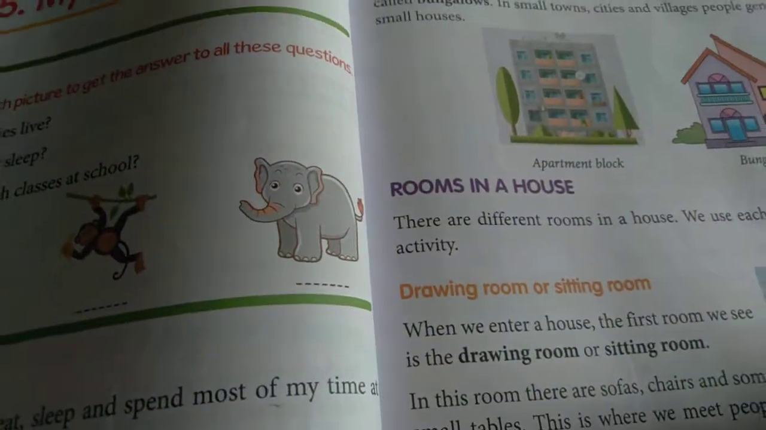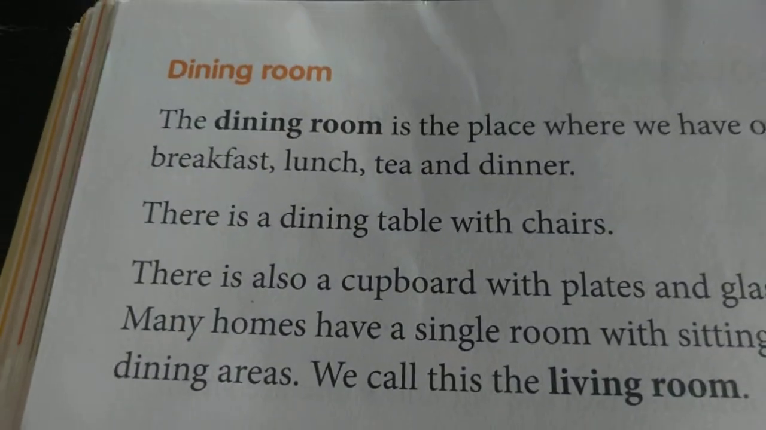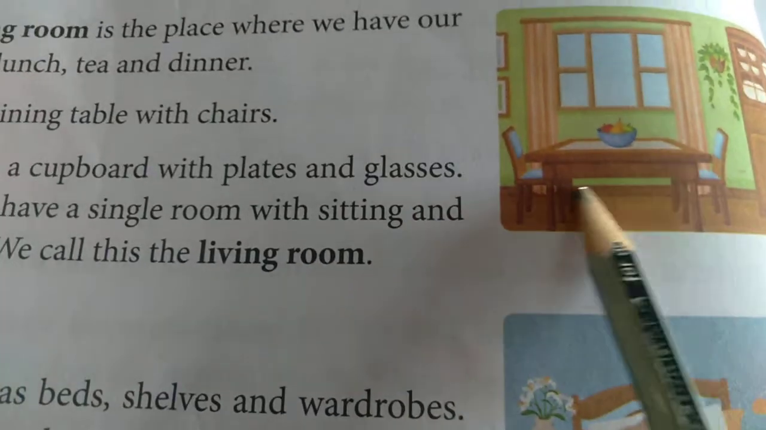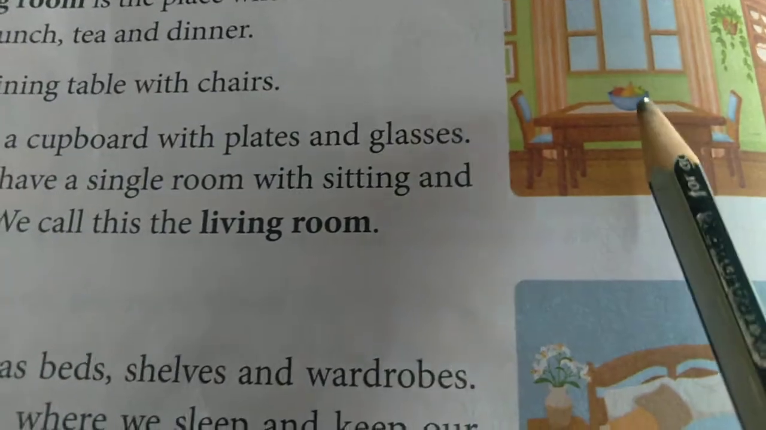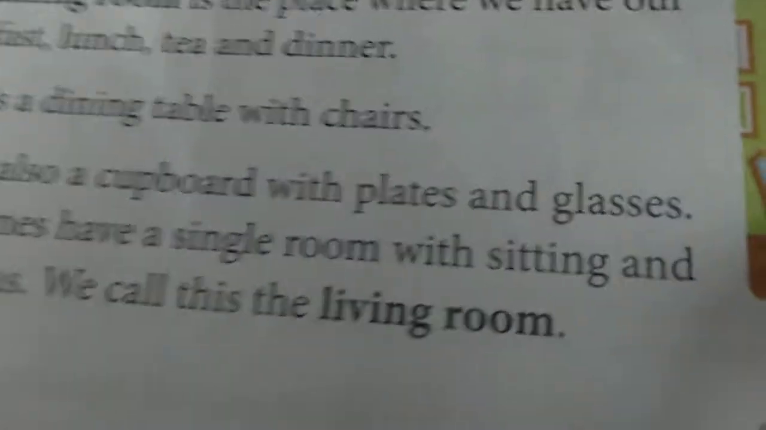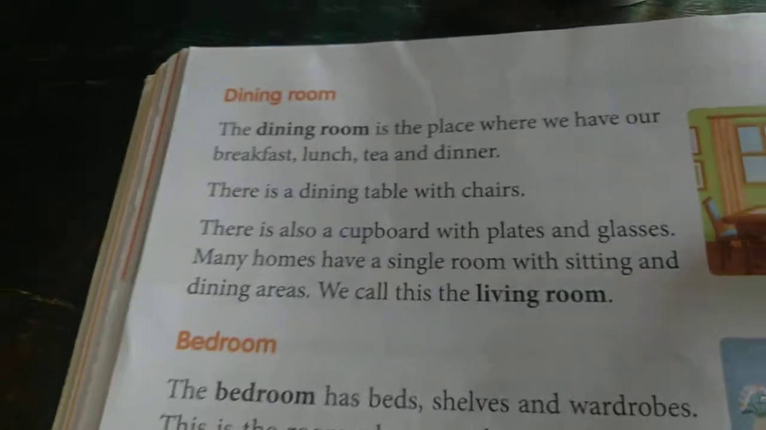Okay, done. Now the next page, number 33. This is the dining room. What do you mean by dining room? This is the picture of a dining room. You can see a dining table, chairs, and some fruits, right? Some food is kept here in the bowl.